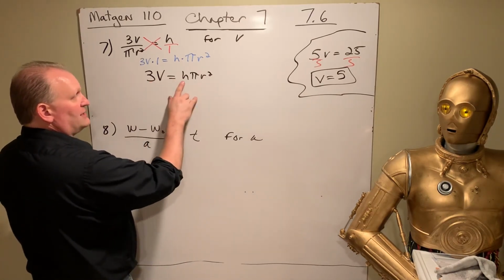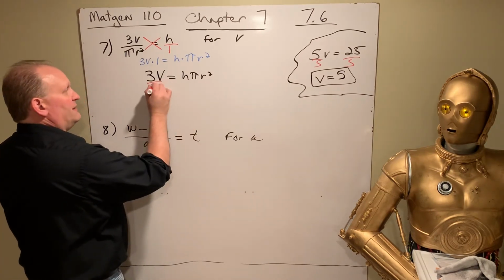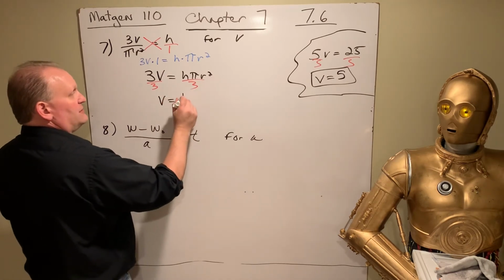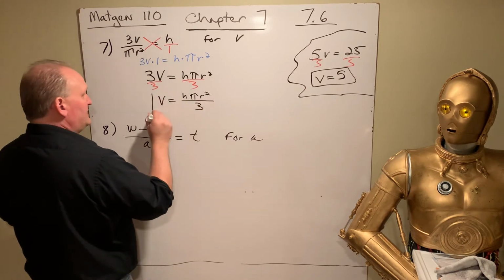We have 3v is equal to h pi r squared. So it's a little more abstract, but if I just divide both sides by 3, we get v is equal to h pi r squared all over 3. And that's it, done.